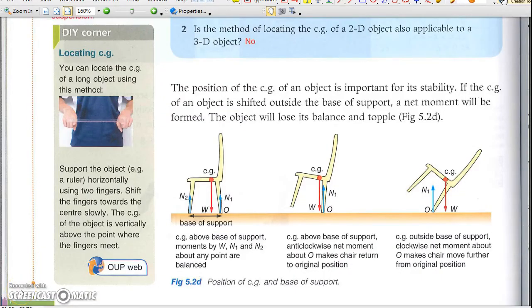The position of the center of gravity of an object affects its stability. In Figure 5.2d, the chair on the left is stable as the weight is within the base of support of the chair. In the second picture, the weight produces an anti-clockwise moment about the pivot O, which is called a restoring moment, that restores the chair to equilibrium. In the third picture, the clockwise moment produced by the weight about pivot O will further turn the chair over.